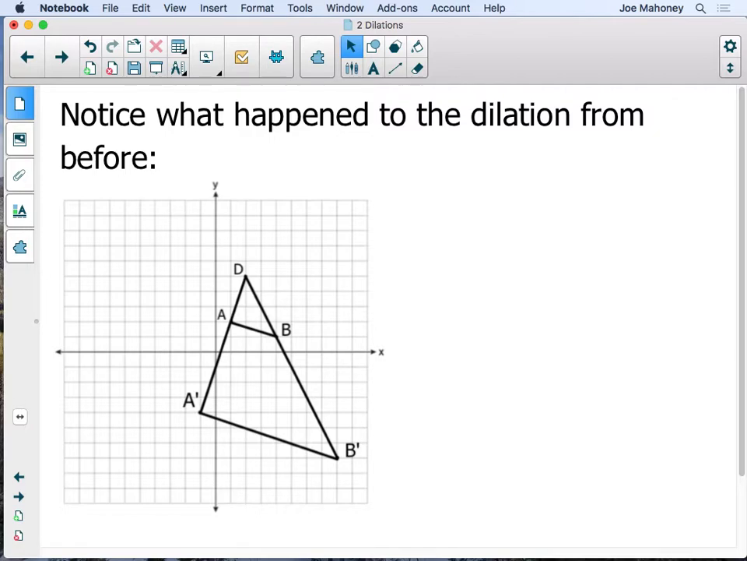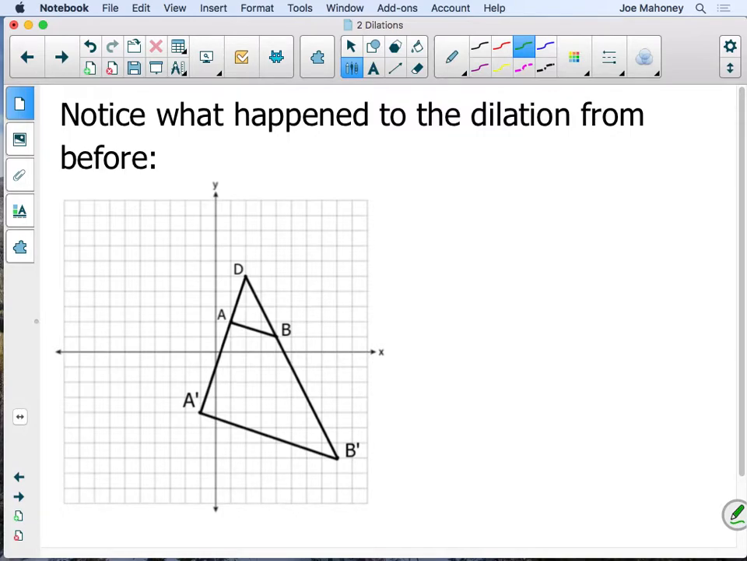So notice that when we dilated point A, centered at D, it just kind of went further down the line. So it just kept moving that point down that dilation. Same with B. But check out what's going on here with segment AB and segment A prime, B prime. Here's a very, very powerful thing.